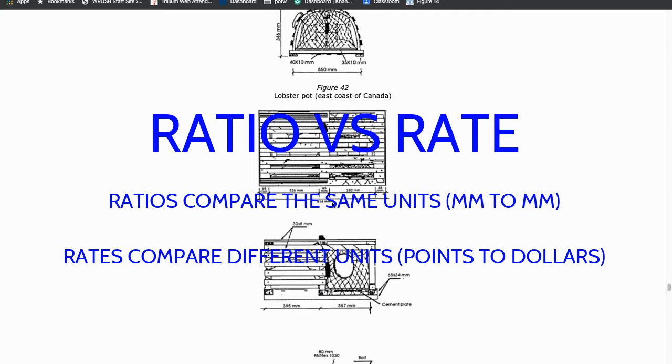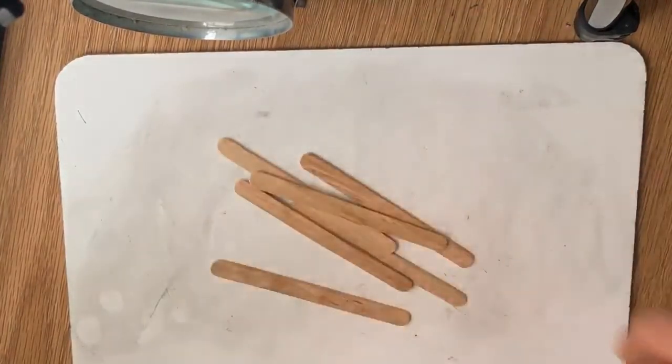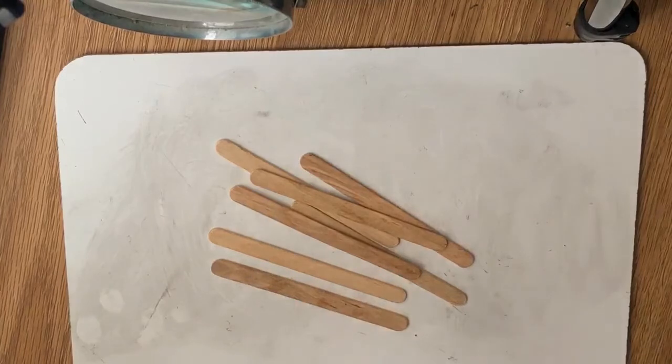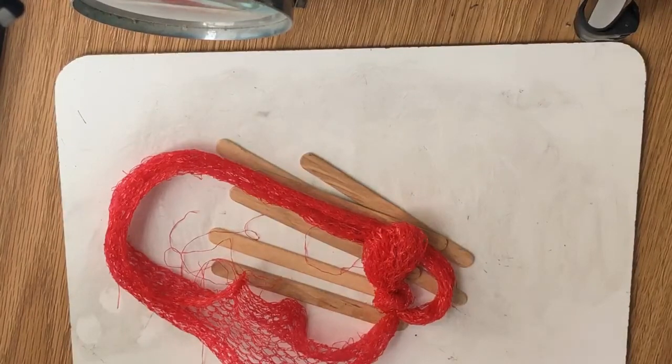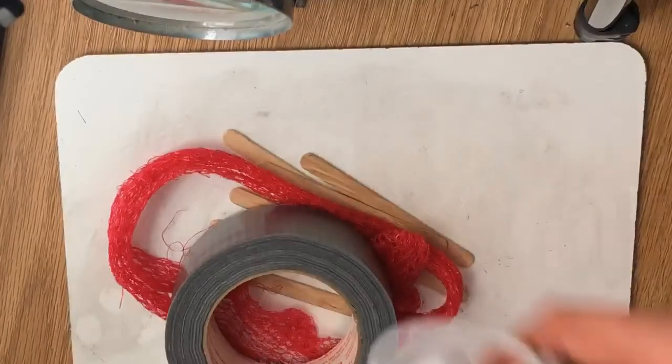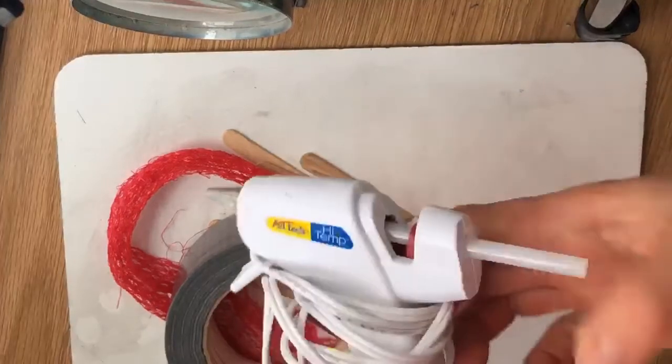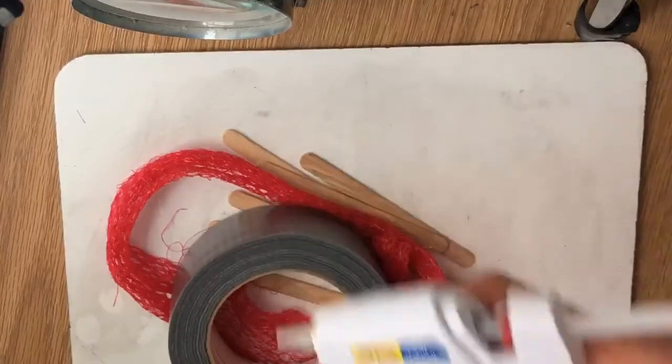And now to plan my model. So the first thing I'm going to talk about is the materials. I got a whole bunch of popsicle sticks from around the house that I'm going to measure and cut once I figure out the measurements. Then I've got this red webbing from a container of oranges, and then I'm going to hold it together, I think, with duct tape and with hot glue.